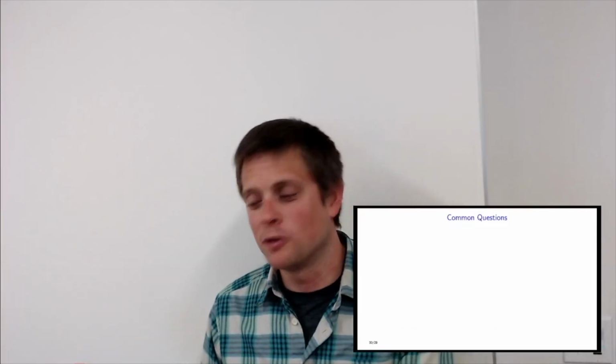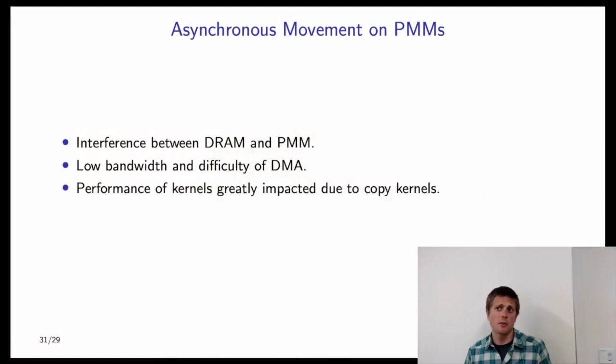All right, so now that the main portion of the talk is over, I'm going to address some common questions that you might have about this work. So first, I mentioned that we had an asynchronous formulation of AutoTM, but we didn't present any results for this on the Optane system. The reason for this is that we tried to implement this on the Optane system, but ran into some difficulties.